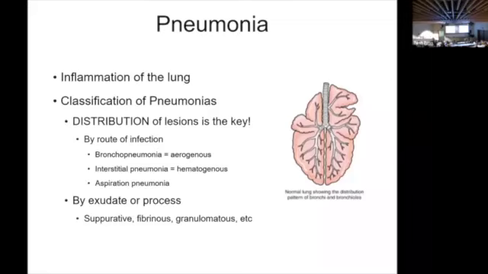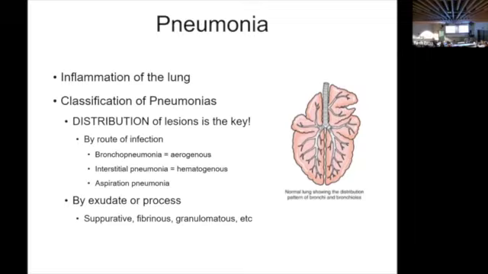All right, pneumonia. We'll spend most of the rest of the session talking about pneumonia. The way we classify pneumonias, distribution of the lesions is going to be the key factor, and then secondarily, we classify it by the exudate, just like always. The distribution of lesions in the lung tells you a lot about the potential route of infection, which is very important because that narrows our list down to certain pathogens.